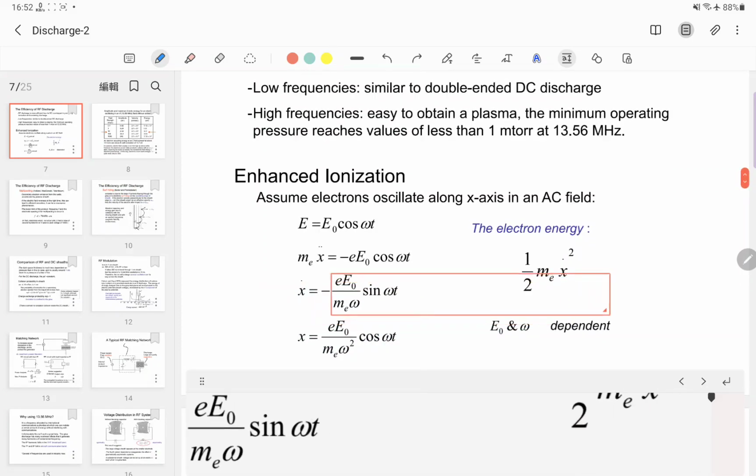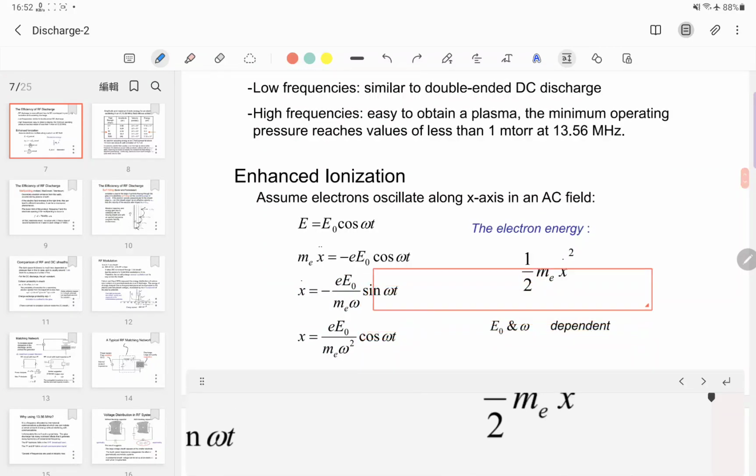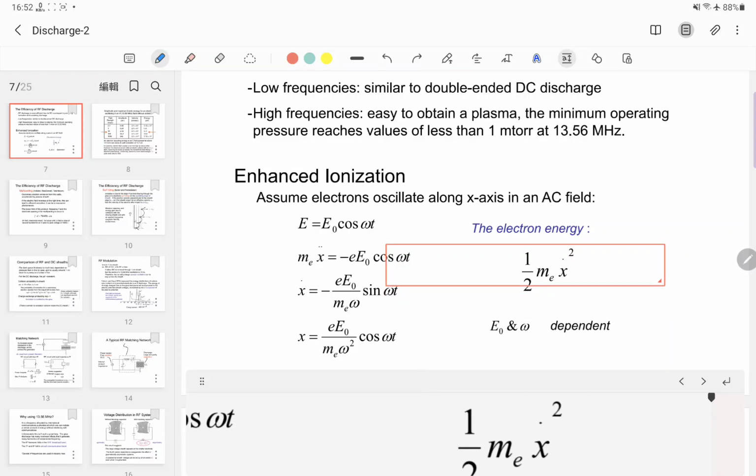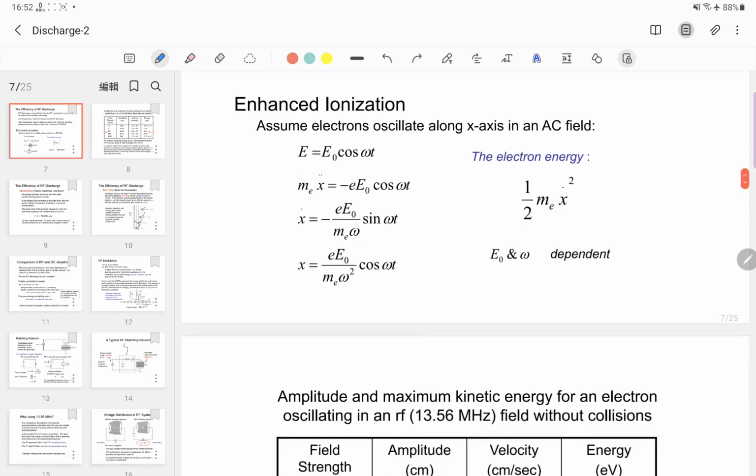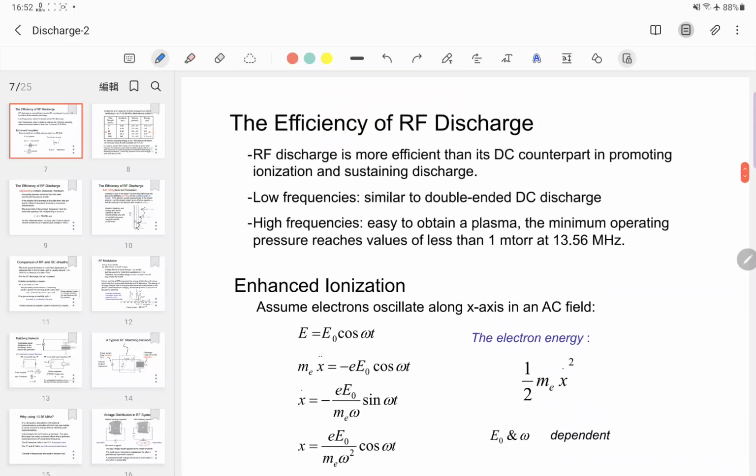Okay. So with a 13.56 megahertz high power supply, you can generate plasma at low pressure easily. But for low frequency RF discharge, the discharge is more like a DC discharge. So their behaviors are a little bit different.